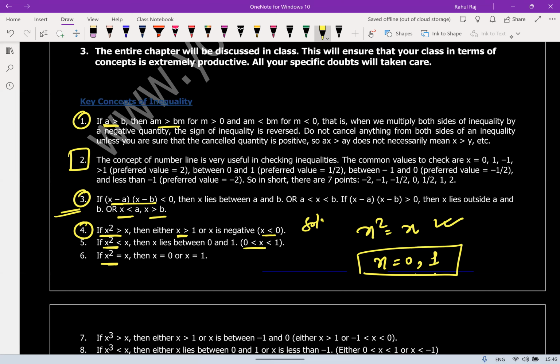Varsha, Rishita, Ankit, any problem here? Yes, no problem. No, no.